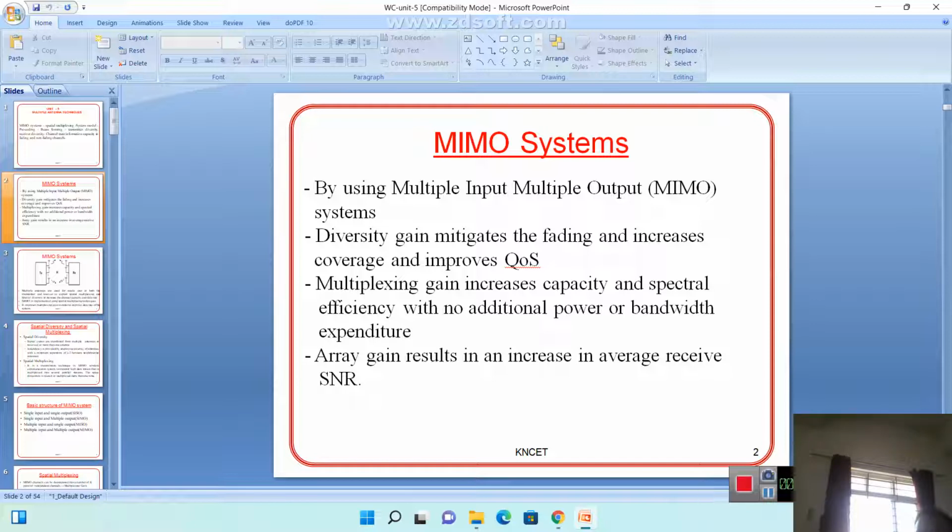The diversity gain mitigates fading, increases coverage and improves the quality of service. That is why it is called QoS. Then the third point, multiplexing gain increases capacity and spectral efficiency with no additional power or bandwidth expenditure. Finally, array gain results in an increase in the average SNR, that means signal to noise ratio.